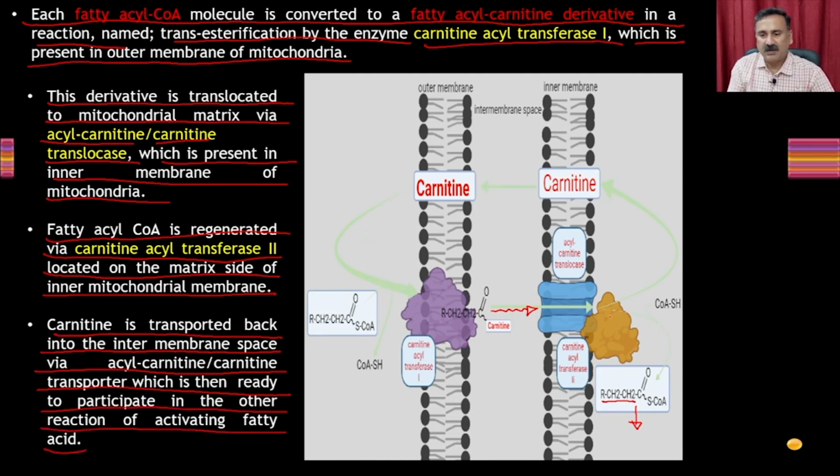So this carnitine that is released is recycled back to the outer membrane, and that's how this carnitine will again participate in the conjugation reaction, and whatever fatty acyl CoA is generated in the cytosol will get into the mitochondria. Now, once the fatty acyl CoA enters the mitochondrial matrix, it is going to participate in beta oxidation.